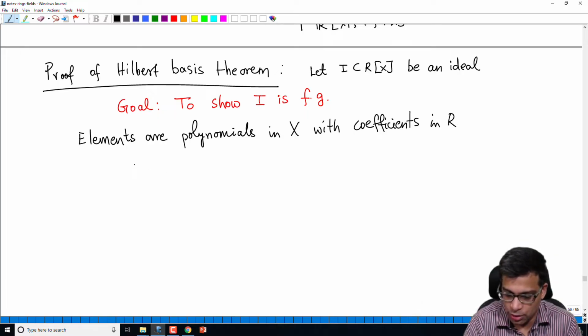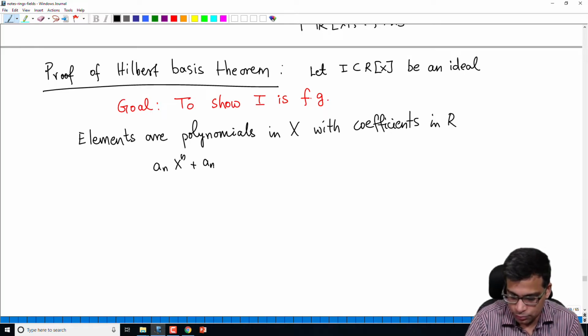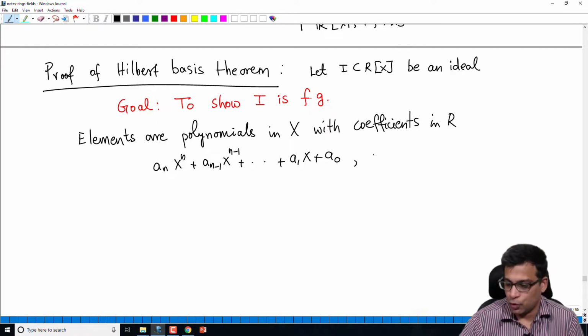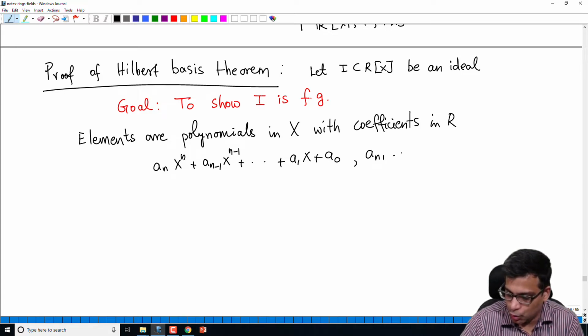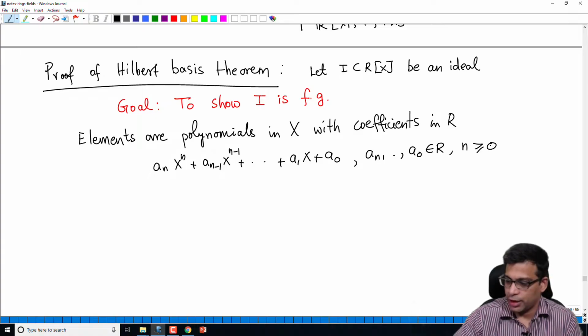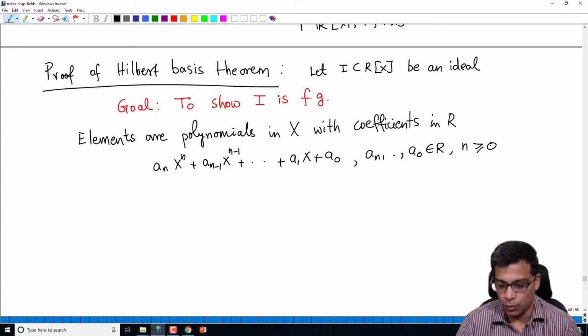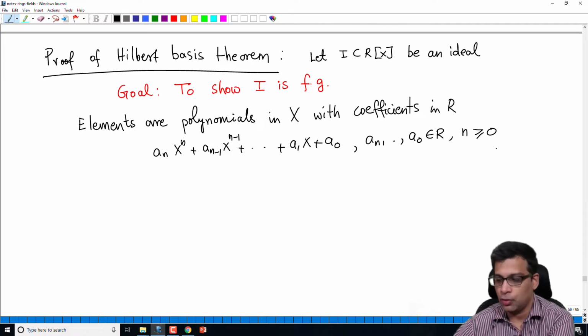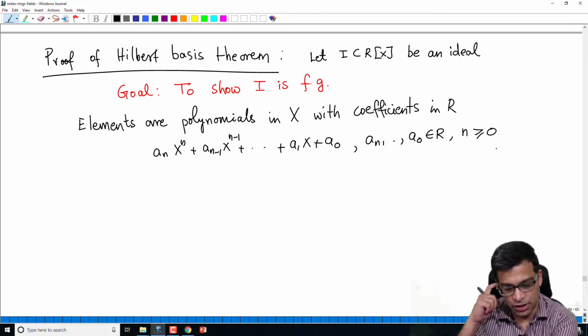So in particular, written in mathematical symbols, they are of this form, a_n x^n + ... + a_1 x + a_0, where x is of course a symbol, a_n through a_0 are elements of R, and n is a non-negative integer. So n is 0, 1, 2, 3 and so on. Okay, so these are elements of R. So now I, being an ideal, consists of some such polynomials.